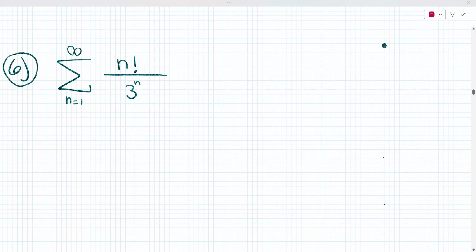So number 6, we have to find the summation from n equals 1 to infinity of n factorial over 3 to the n. Oh my gosh, I forgot this symbol. That little exclamation mark means factorial. So what method should we use?